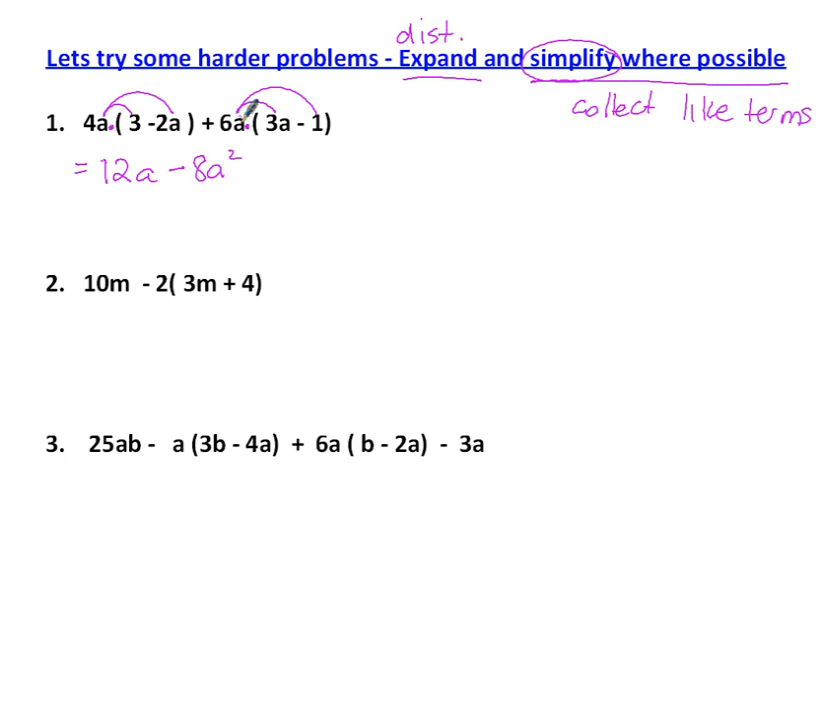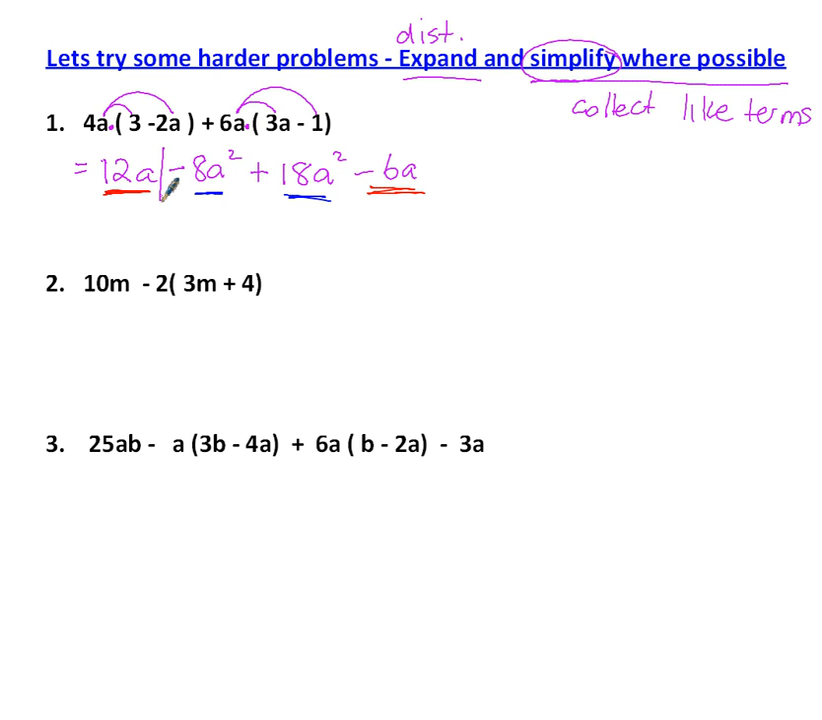All right, now we have a plus 6a times a positive 3a. 6 times 3, so we've got a positive 18, a times a squared, and positive 6a times negative 1 have negative 6a. All right, so now that we have expanded there, let's look for our like terms. Oh, look, we have an a term here and an a term here. And we also have an a squared term here and an a squared term here. So let's have a look at collecting these.